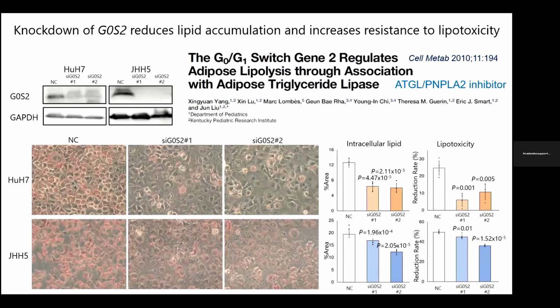G0S2, initially identified as a G0/G1 switch protein 2 in lymphocytes, also functions as an inhibitor of ATGL, also known as PNPLA2, activity and regulates adipose lipolysis. Knockdown of G0S2 resulted in reduced lipid accumulation as well as increased resistance to lipotoxicity, similar to the effect of KDM6B knockout or knockdown. These results suggested G0S2 as a potential target pathway in metabolic HCC with KDM6B downregulation.